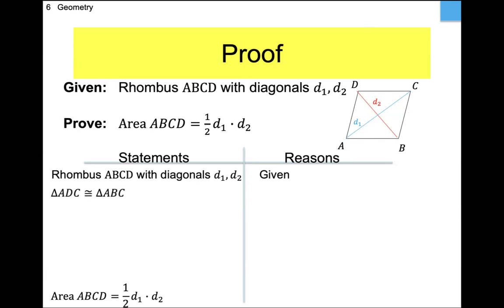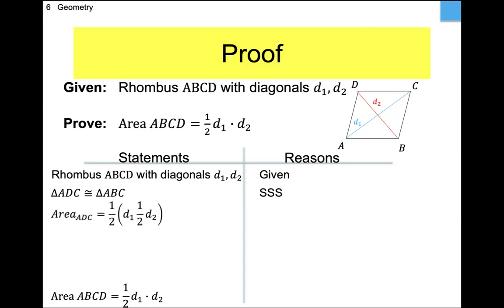Immediately, I'm going to say that ADC, the big triangle on the upper left, is congruent to the lower big triangle ABC. Now, why can I say that? Well, a rhombus has 4 congruent sides. So that means that AD and DC are also congruent to AB and BC. So I have 2 congruent sides, and AC by the reflexive property, and that would give me an SSS. So those 2 triangles are congruent.